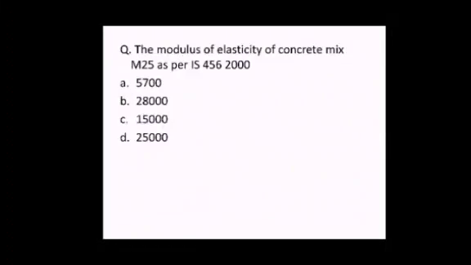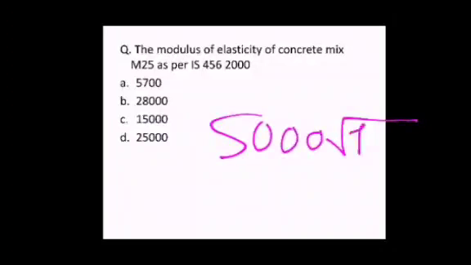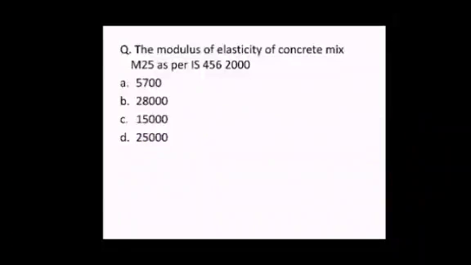So let us solve some questions. The modulus of elasticity of concrete mix of M25 grade as per IS 456:2000. So what is the answer? This is a very simple question. fck is 25 Newton per mm square. Put this in 5000 root fck, which is equal to 5000 root 25, so the answer is 25,000 Newton per mm square. The unit is Newton per mm square.